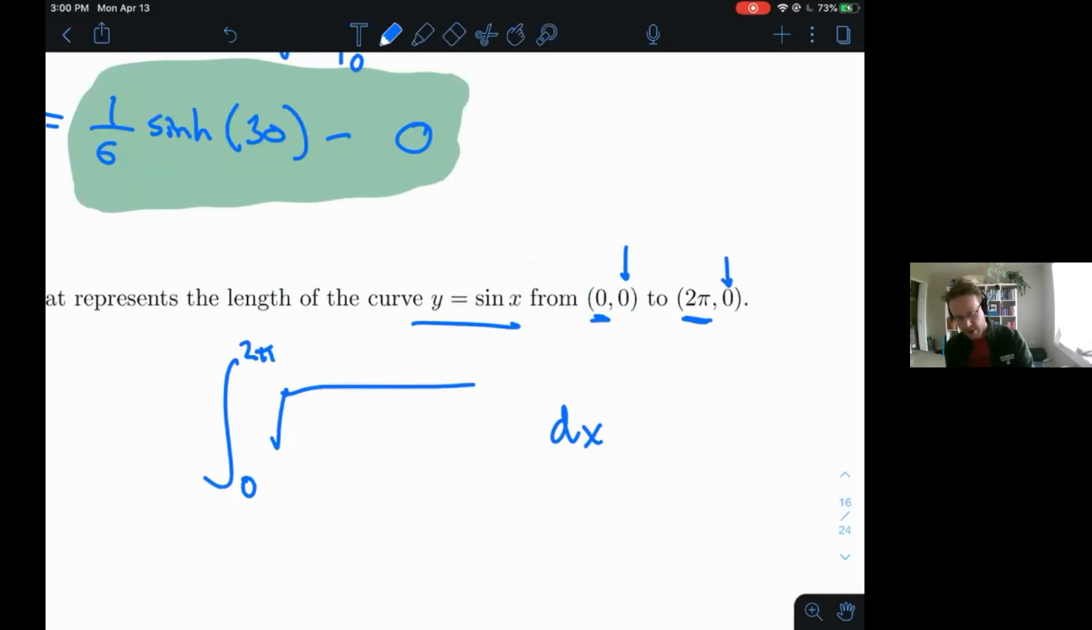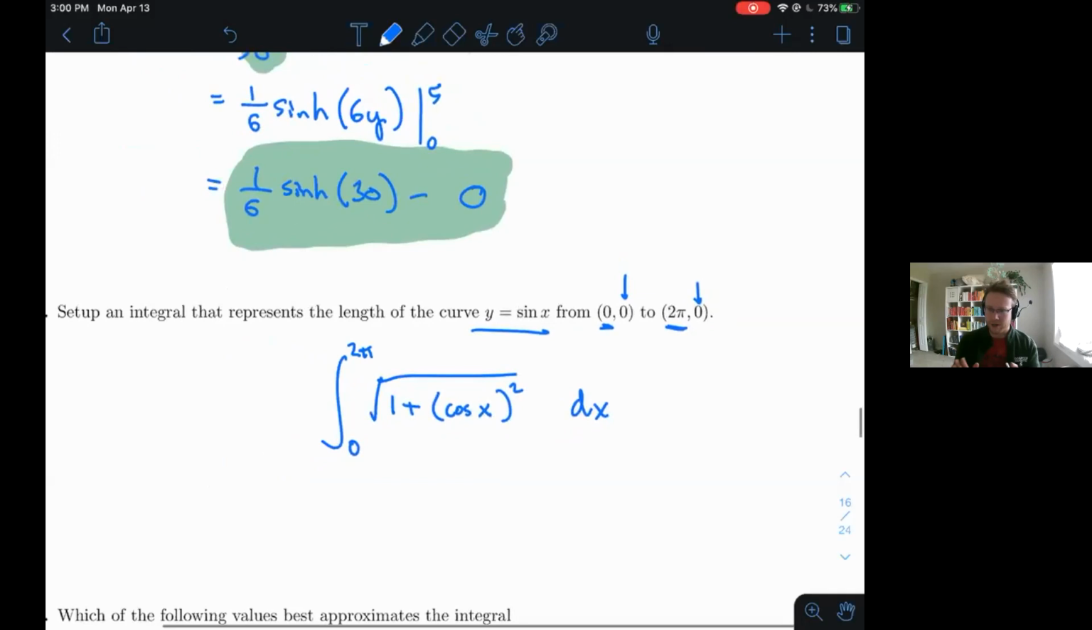Set up, 1 plus the derivative squared. The derivative of sine is cosine. And that's it. This in general would be quite a difficult problem to actually solve out. It would take quite a bit of time. So this is just one that you'll see a few of in your WebWork homework, where it's just set up, but you don't have to evaluate. So you can see that those ones are pretty nice, all things considered, because you don't have to do too much with it.